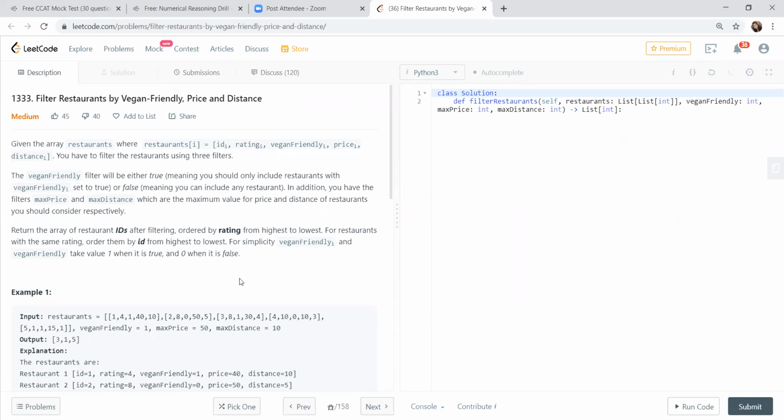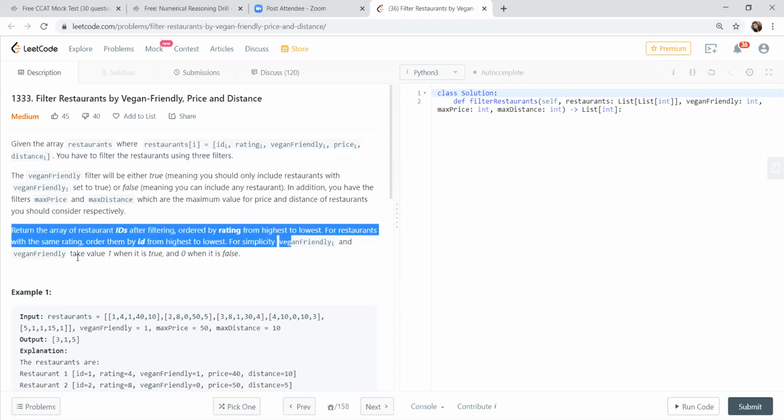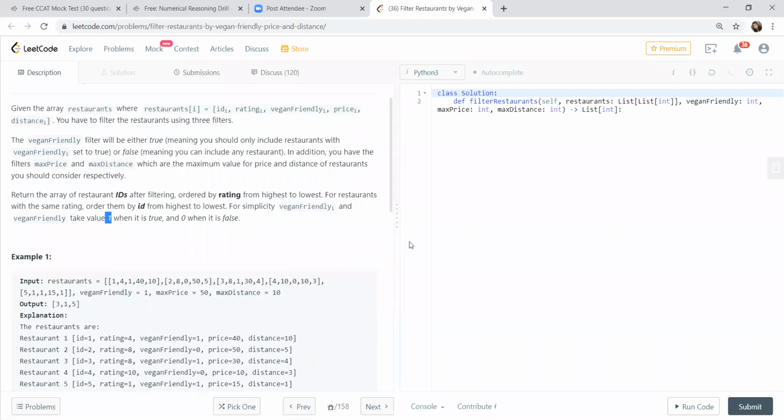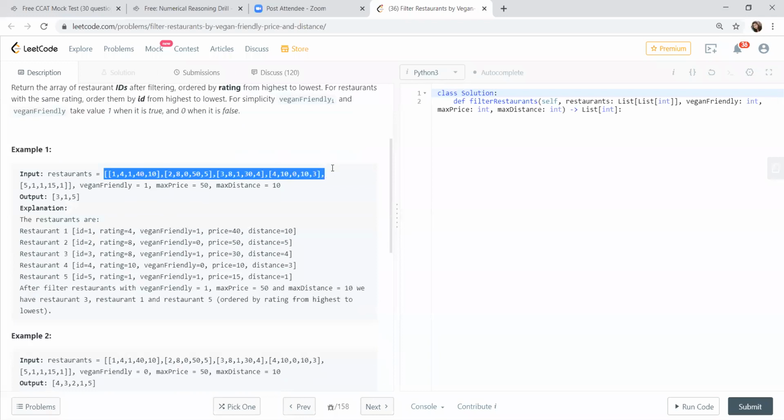Yes. And for our sake, they are saying that vegan friendly 1 would be true and 0 would be false. If it is vegan friendly, then it is 1. If it is 0, it means not necessarily vegan friendly. So let's take an example over here. So this is an array.